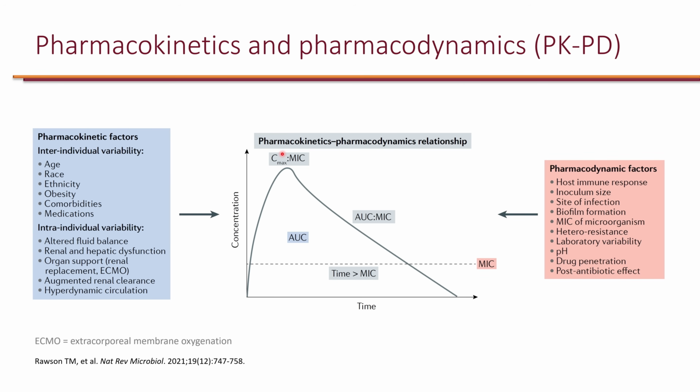And the reason I am emphasizing this is that there is a lot of variation or variability between patients. So there is inter-individual variability. So you can think of age, there is a difference in pharmacokinetics between a young adult and an older adult. Sometimes race and ethnicity can make a difference. Obesity can affect pharmacokinetics, comorbidities, medications, and there are also intra-individual variability.